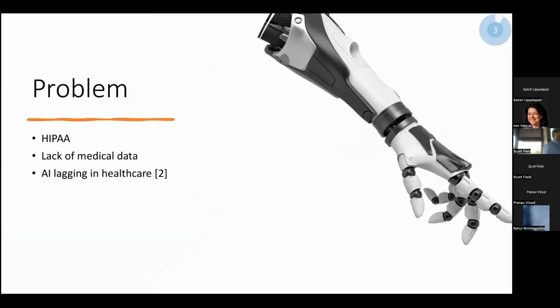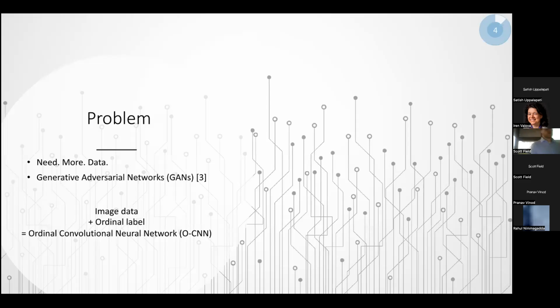So when we go to a doctor, we can trust that the information we provide them will remain confidential. And the reason we can do so is because of laws like HIPAA, which require doctors to keep that information confidential unless patient consent is given. But because of that law, there's a lack of publicly available medical data for us to use to improve AI in the medical field, which causes a lagging of AI in that field. So we need more data.